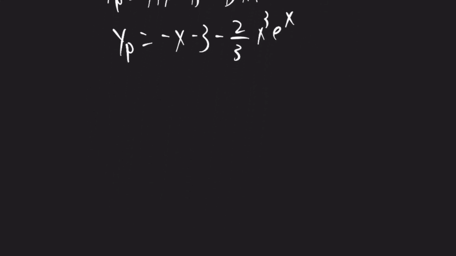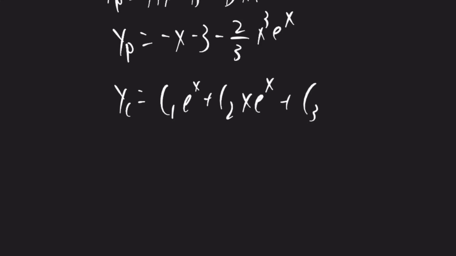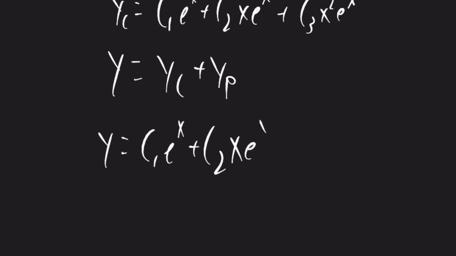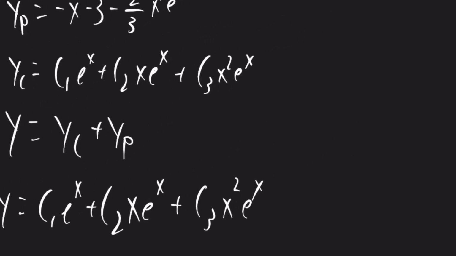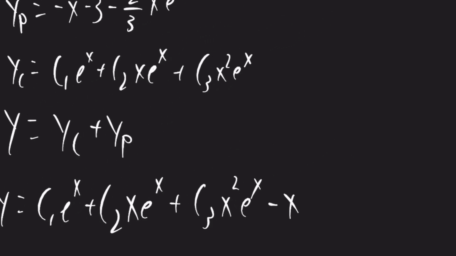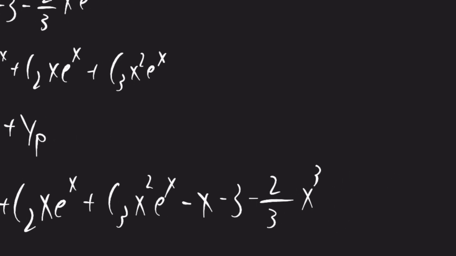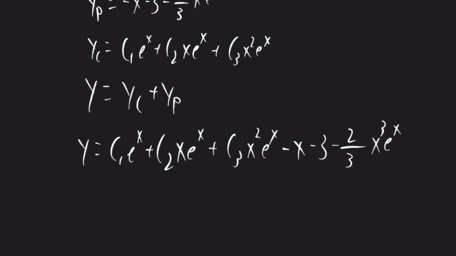Now that we found yp, we can use the yc we found earlier, which was c1 e to the x plus c2 times x times e to the x plus c3 times x squared times e to the x. The general solution y is given as yc plus yp. So y will be equal to c1 times e to the x plus c2 times x times e to the x plus c3 times x squared times e to the x plus yp, which was minus x minus 3 minus 2/3 times x cubed e to the x. So that is our final answer.